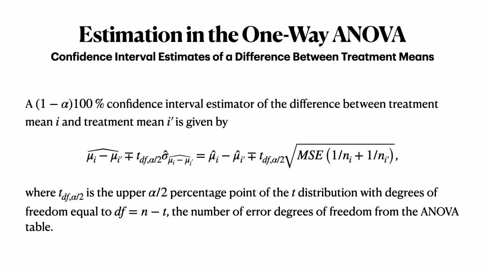The interval coefficient is the upper alpha over 2 percentage point of the t-distribution with n minus t degrees of freedom. And again, this is the number of error degrees of freedom from the ANOVA table. The estimated standard error is the square root of the product of the MSE and the quantity 1 over n sub I plus 1 over n sub I prime.